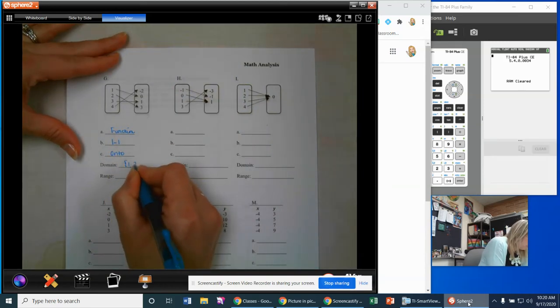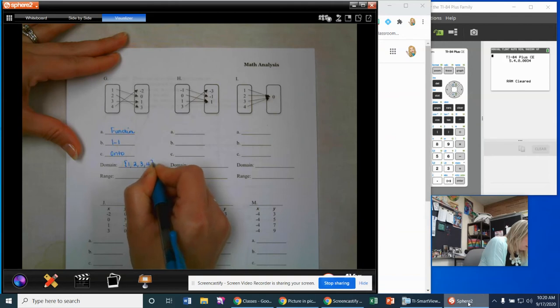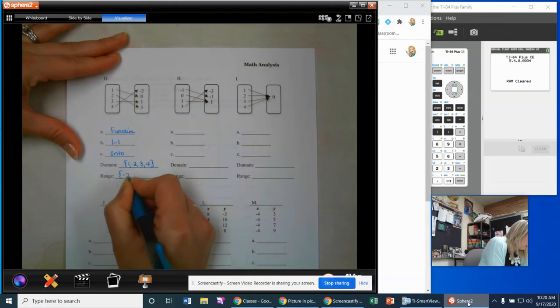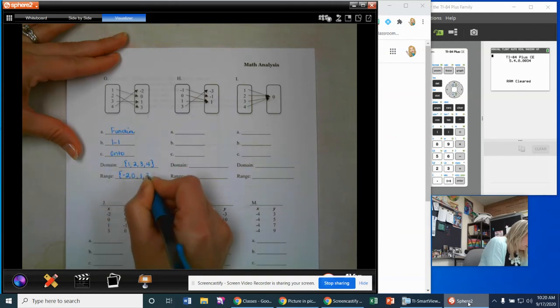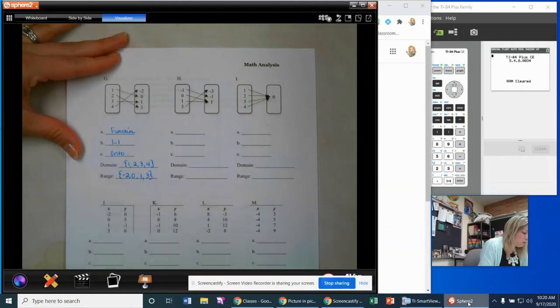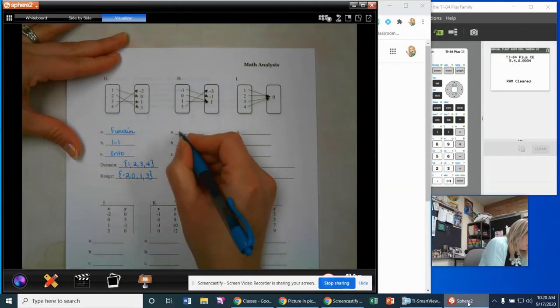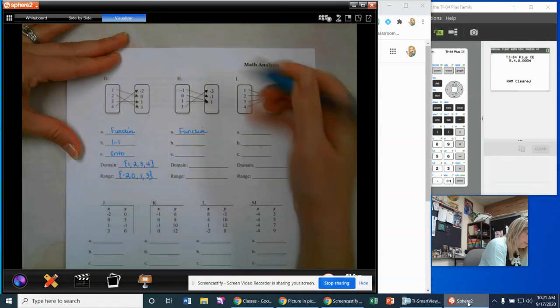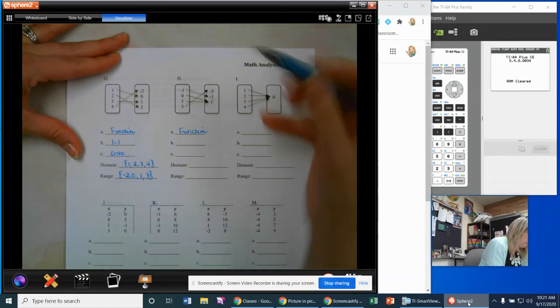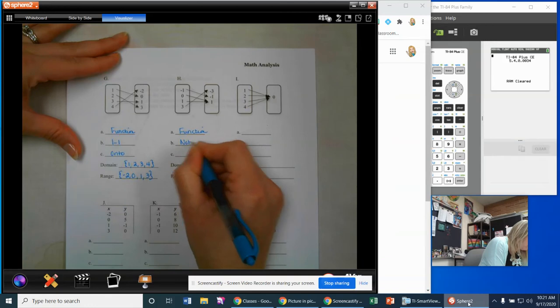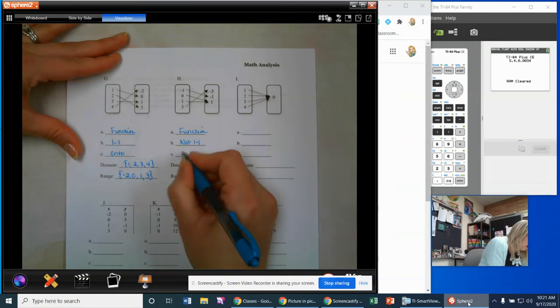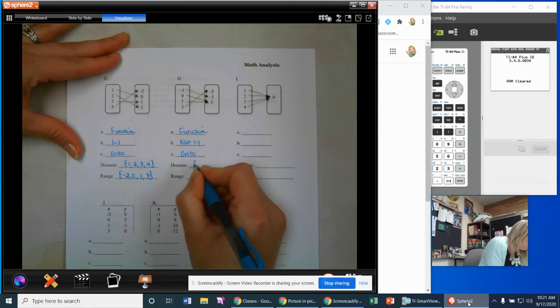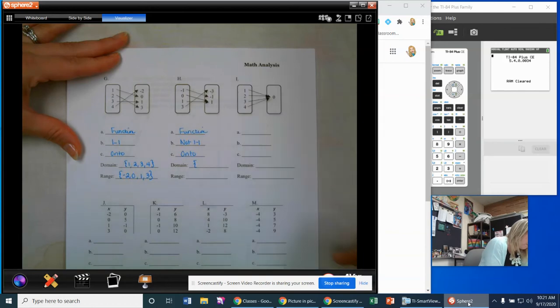Domain is 1, 2, 3, 4. And range is -2, 0, 1, and 3. That's what's getting used. Okay, this is a function because there are no repeated x values. However, it is not 1 to 1 because there is a repeated y value. And it is onto because you are using the full range that is listed in the map.